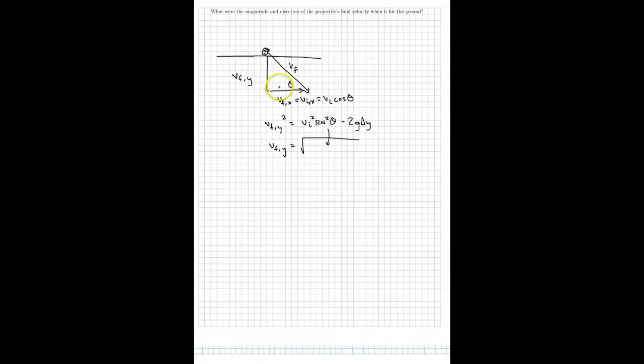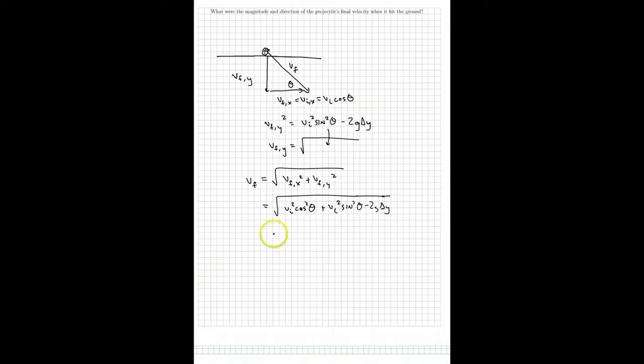And looking at this right triangle here, I know that VF is the square root of VFX squared plus VFY squared. So I can put these expressions in. So that's the square root of VFX squared, which is the same as VIX squared. So that's that. Plus VFY squared, that just gets rid of this square root here, so we're back to this. So VI squared sine squared theta minus 2g delta y.